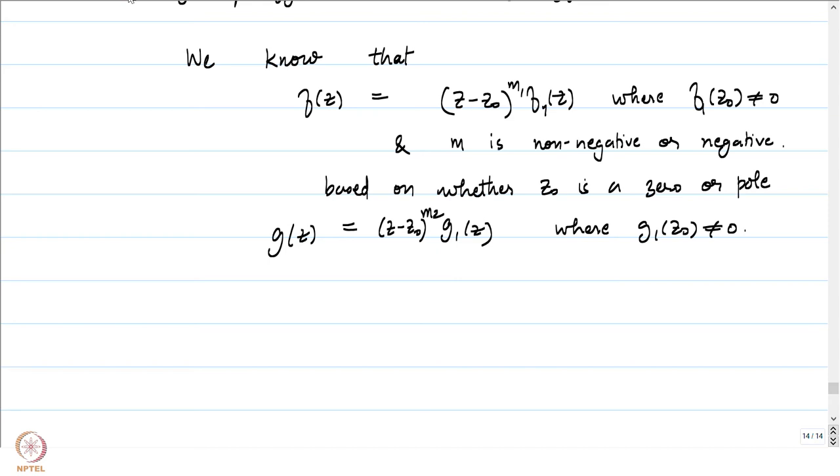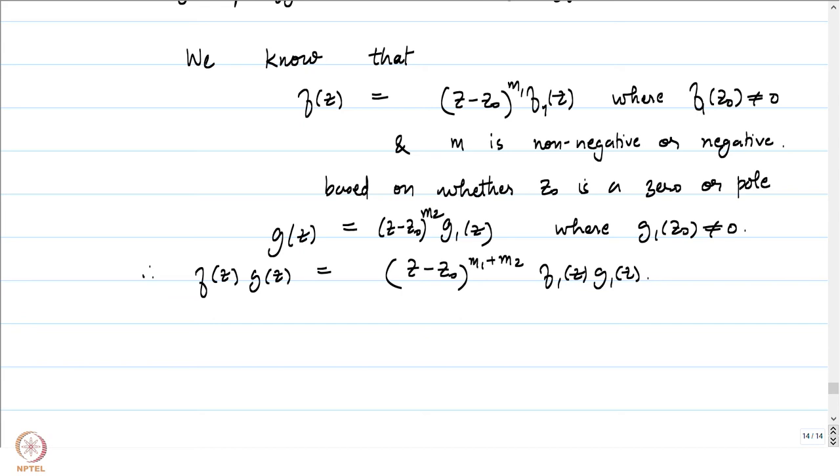A very similar argument tells us that we can write g in this manner, and therefore f of z times g of z is going to be equal to (z minus z0) to the power m1 plus m2 times f1 of z times g1 of z, which tells us that f times g will either have a pole or a removable singularity based on whether m1 plus m2 is negative or non-negative. So our behavior of z0 will be either a pole or a removable singularity.